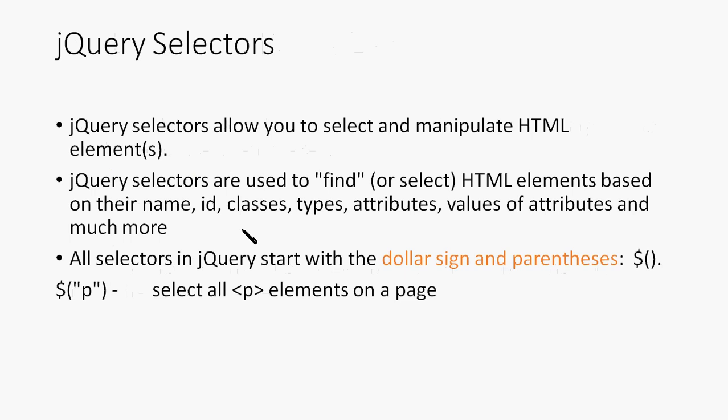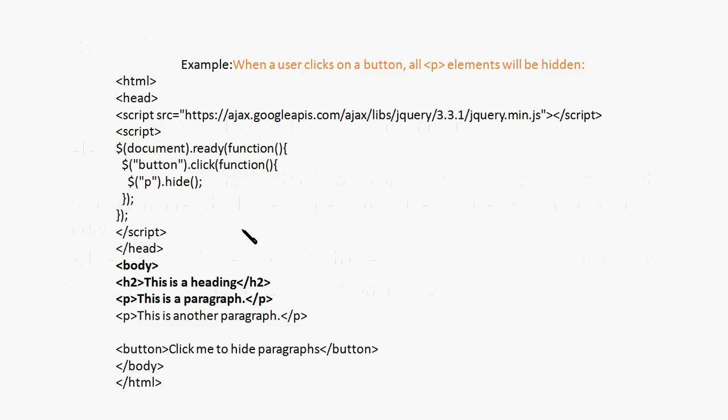jQuery selectors, as I already mentioned, allow you to select and manipulate HTML elements. jQuery selectors are used to find HTML elements. You can access the HTML elements based on their name, their ID, their class name, their attributes, the value of attributes, and much more. Remember that selectors in jQuery must start with a dollar sign followed by parentheses, and inside the parentheses you have to specify the selector in double quotes. Okay, don't forget about that.